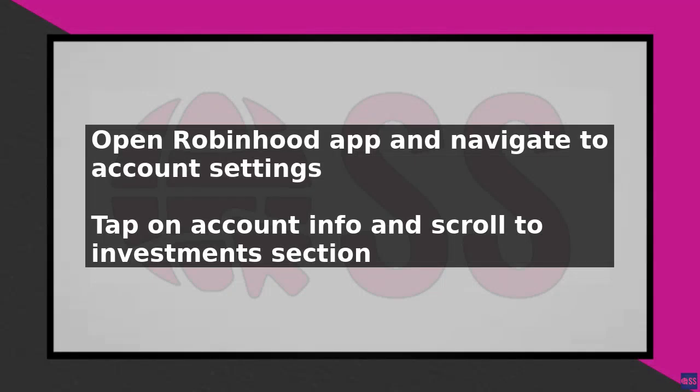To switch to a margin account on Robinhood, start by opening the Robinhood app and navigating to the account settings. Tap on the icon in the top right corner of the screen. Then select Account Info. Scroll down to the Investments section and tap on Account Type.